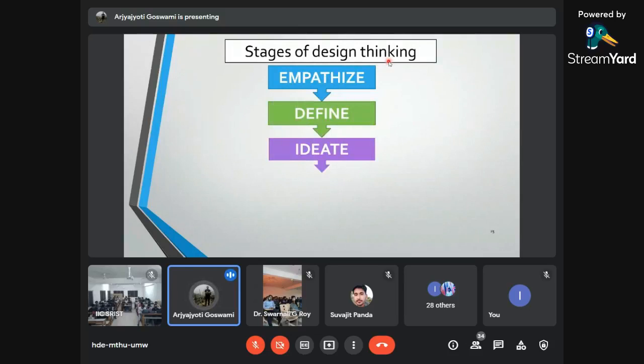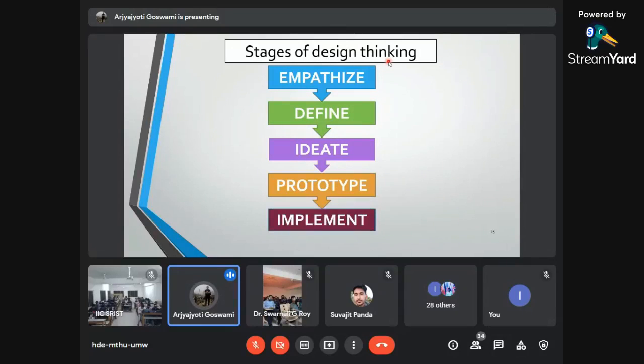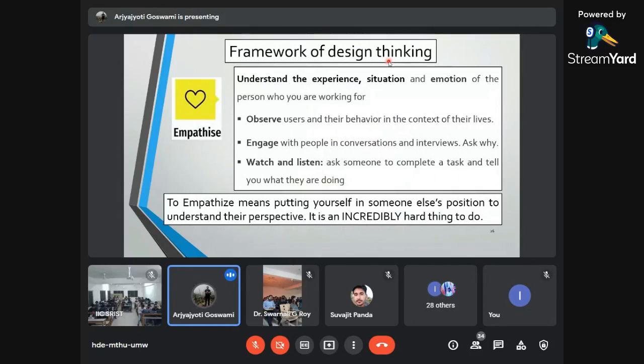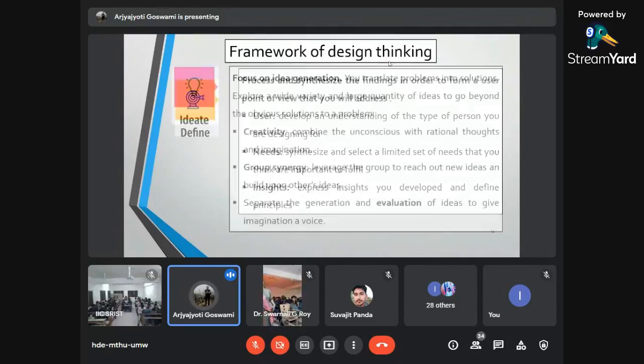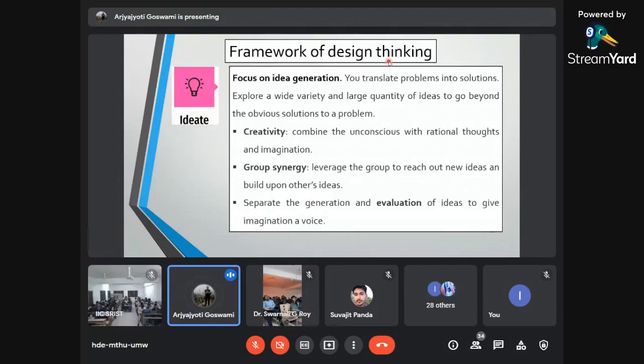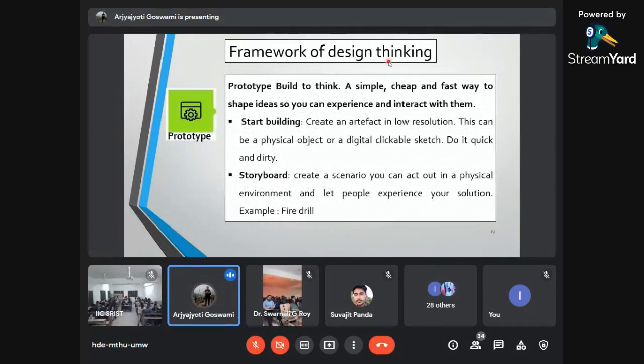Okay, the stages of design thinking: empathize, define, ideate, prototype, and implement. These are very general things, not very technical. Empathize means you think from the other person's point of view. What is their actual problem? You may feel that it is very easy to do, but it is very hard to imagine the problem from other people's point of view. Next is define. Define means you exactly specify what the problem is. Then you ideate, you generate whatever ideas are possible, and then you make a prototype.